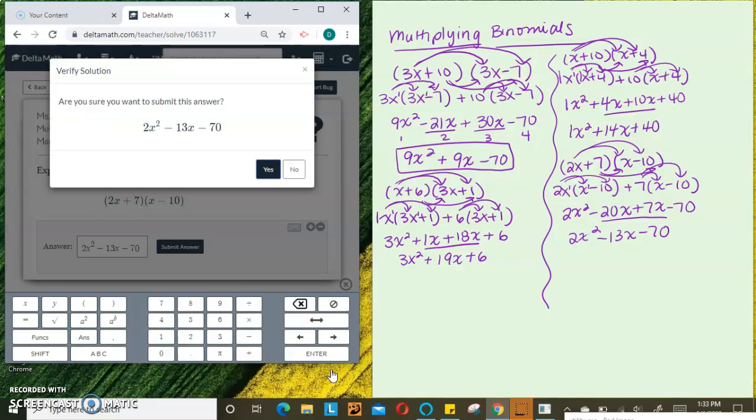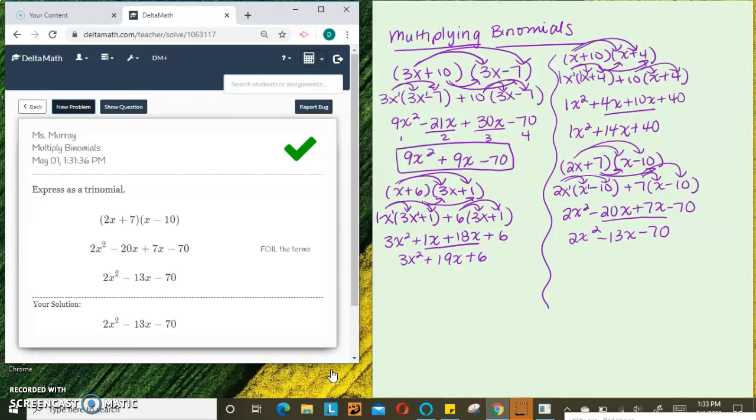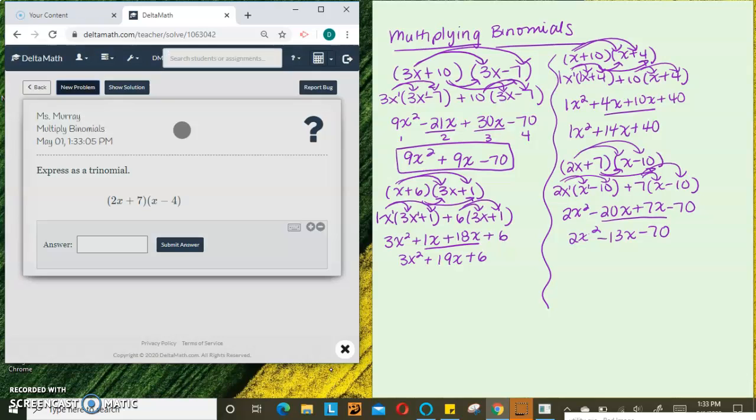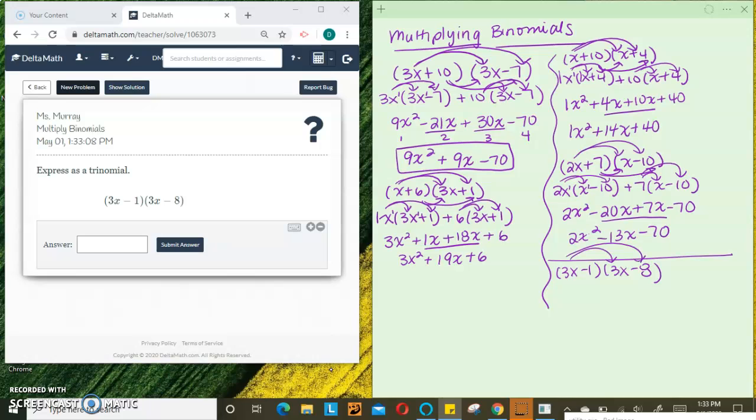Okay, let's do one more, and let me see if I can find one with 2 negative signs. There we go. So 3x minus 1 times 3x minus 8. Remember, that negative goes with the number that's following it. So I'm going to take 3x and multiply it by 3x minus 8. And I'm going to take a negative 1 and multiply it by 3x minus 8.